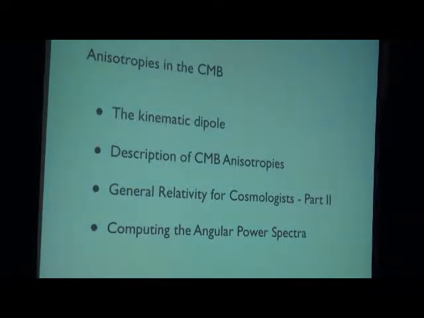So in the first lecture, we saw why there was an expectation that there should be a cosmic microwave background, and we talked a little bit about how the spectrum is generated, what the possible distortions are. Today I'll talk about the anisotropies in the CMB, and I'll begin with the kinematic dipole. Since there was a question about it already in the discussion, I'll say a little bit more about it than I would have otherwise. And then I'll start talking about the primary CMB anisotropies.